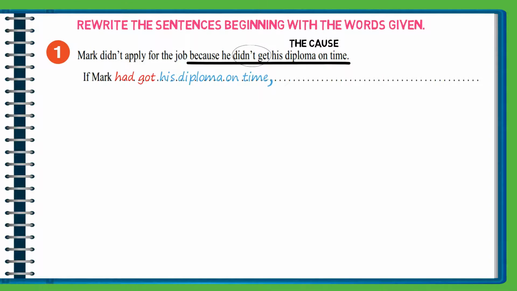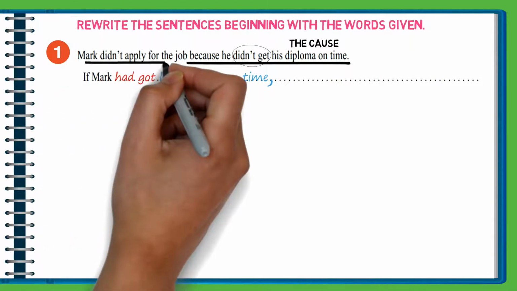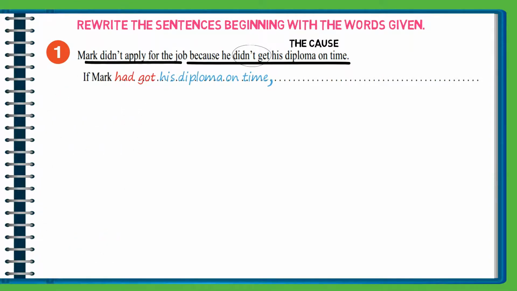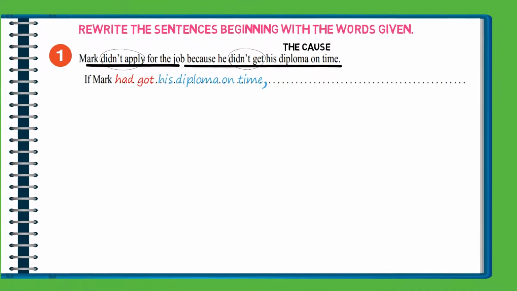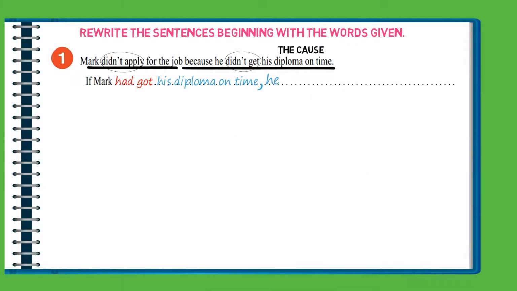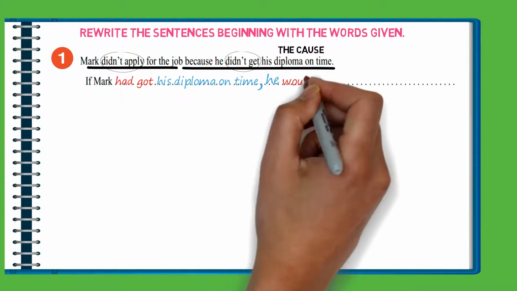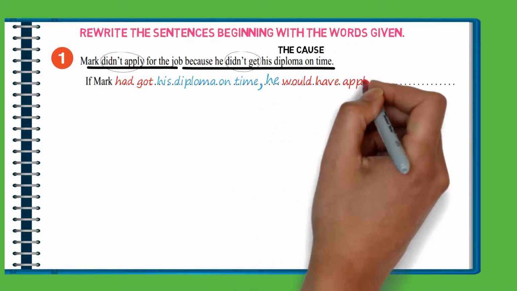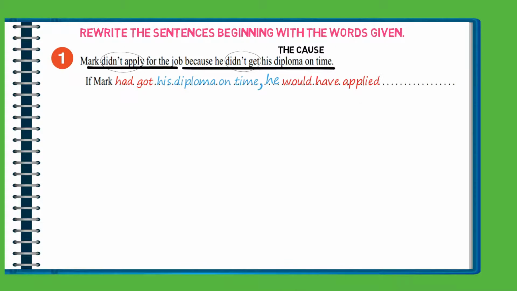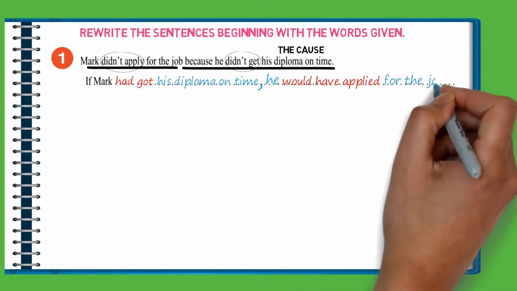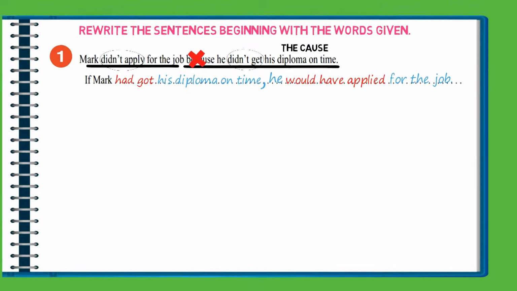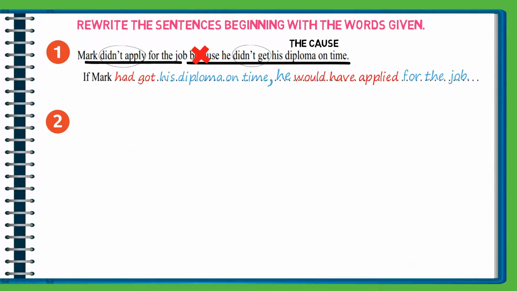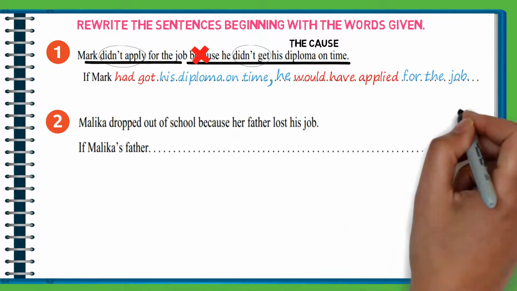We go to the other clause, which is the result clause. And then we say, what is the verb? The verb is didn't apply, and it is negative. We need to put it into the positive form. So we're going to say, he would have applied for the job. Yes, remember, because is not used. The linking word is not always used. Very good. Now let's go to example number 2.